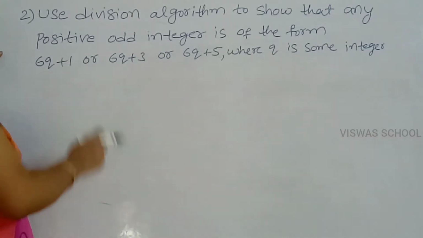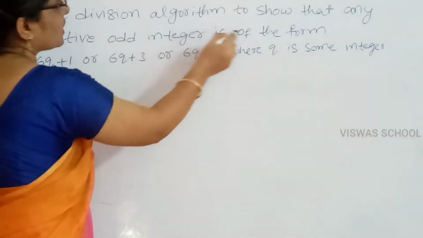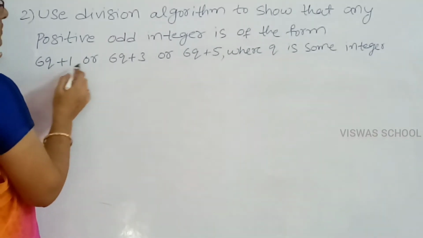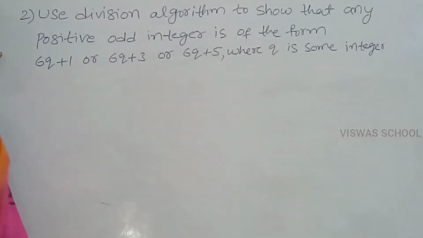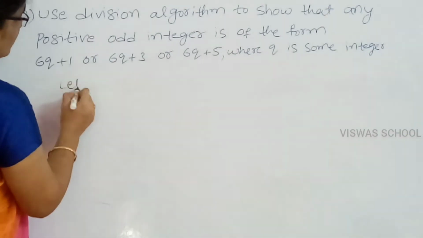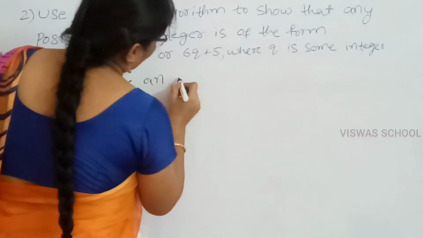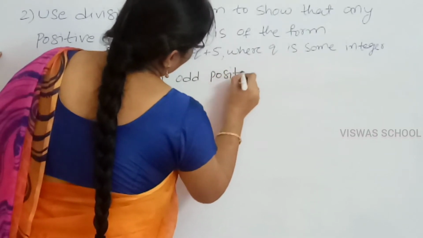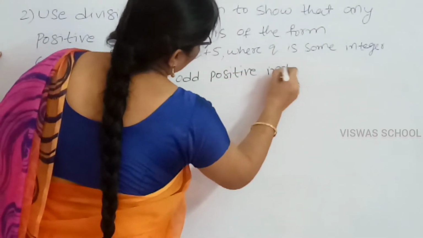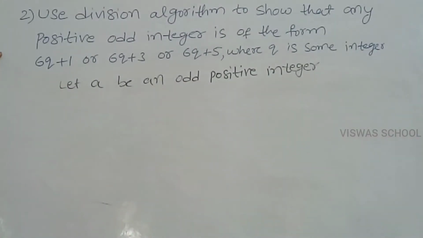Okay, next one is here use division algorithm to show that any positive odd integer is of the form 6q plus 1 or 6q plus 3 or 6q plus 5, where q is some integer. That is, to prove this one here, let a be an odd positive integer.